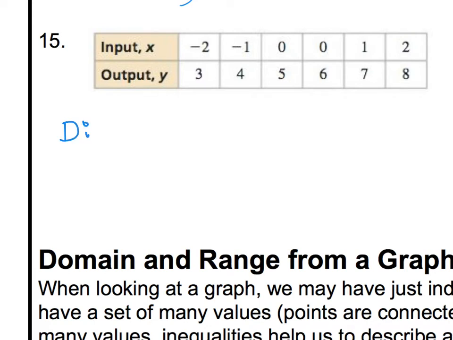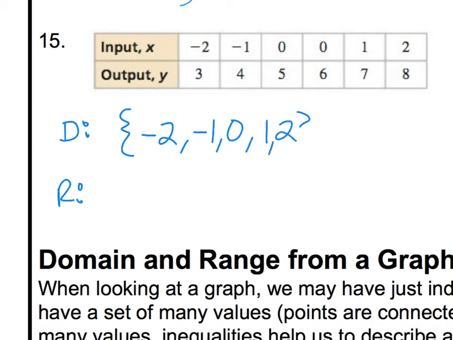Domain, range. I'm going to pick on someone. Pick on me. Aaron, what's my domain? Yeah, thank you for not repeating 0, because it's listed twice, but we don't need to say it twice. Neat. Reagan, what's my outputs or my range? 3, 4, 5, 6, 7, 8. There you go. On point.